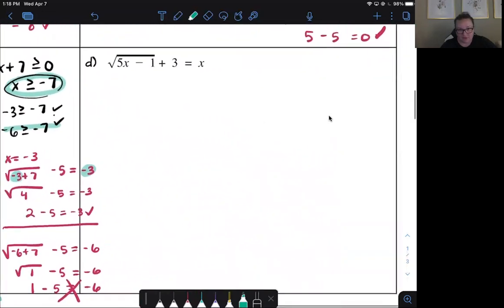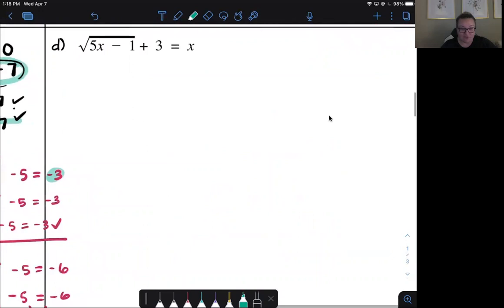All right, why don't you go ahead and try part D all on your own. You've got to follow the same steps: move that 3 to the other side, square both sides. You are probably going to end up doing a little bit of factoring to find your final answer, or you can use the quadratic formula, whatever floats your boat. Give it a shot though. Check for extraneous solutions and see what you get.